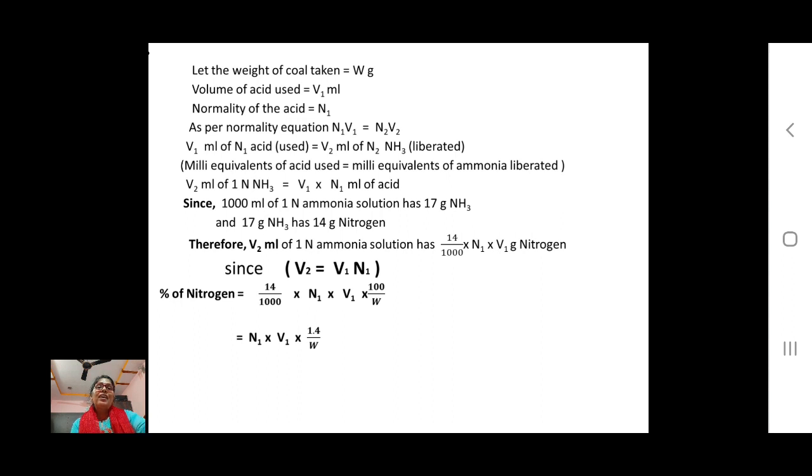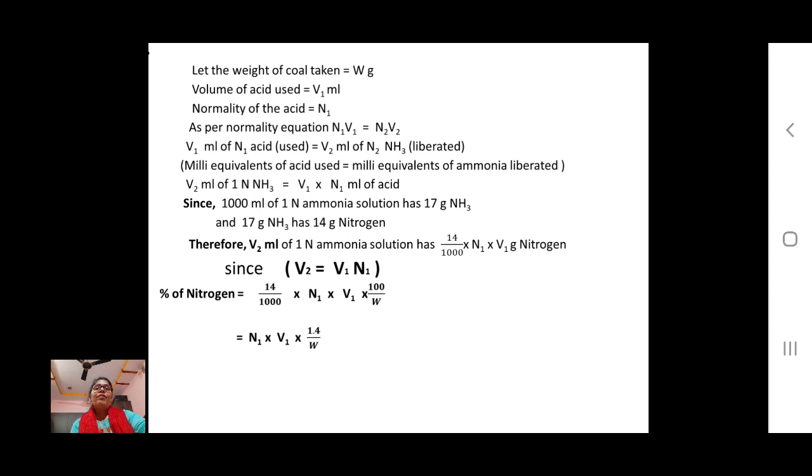This is quite easy to find in the form of normality, because we know that one equivalent of acid always reacts with one equivalent of base. So the calculation will be easier. If you are taking it as per molarity, then definitely you have to write out that 2 NaOH plus H2SO4 gives Na2SO4. That's why always try to solve in the form of normality, which is the easier form.